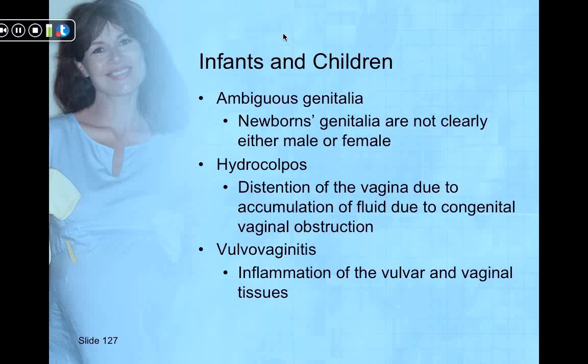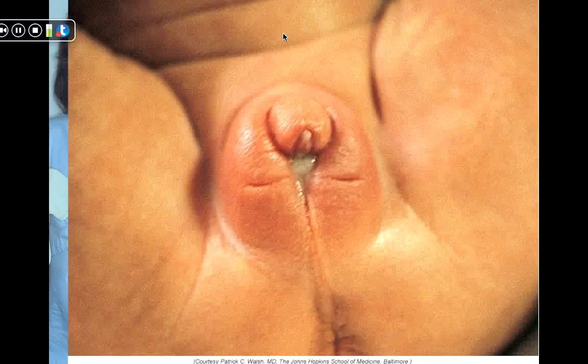Infants and children, ambiguous genitalia. Sometimes when newborns are born, you can't tell if they're male or female because, in response to the mother's hormones, their clitoris maybe, or penis, you may not be able to tell clearly. Sometimes there's distension of the vagina due to accumulation of fluid, due to a congenital vaginal obstruction, so it's important to do that newborn exam.